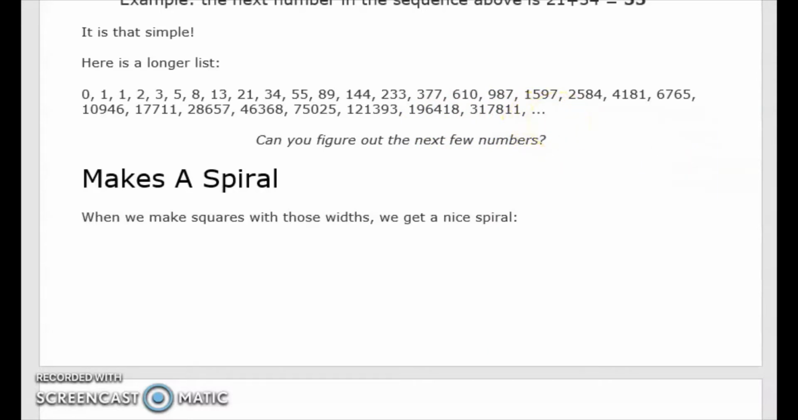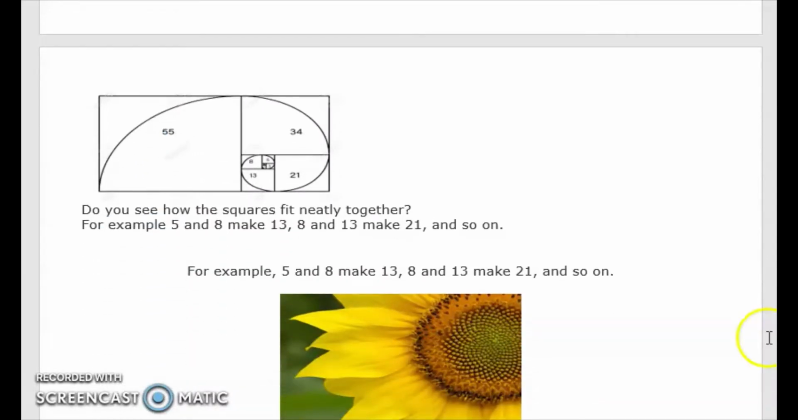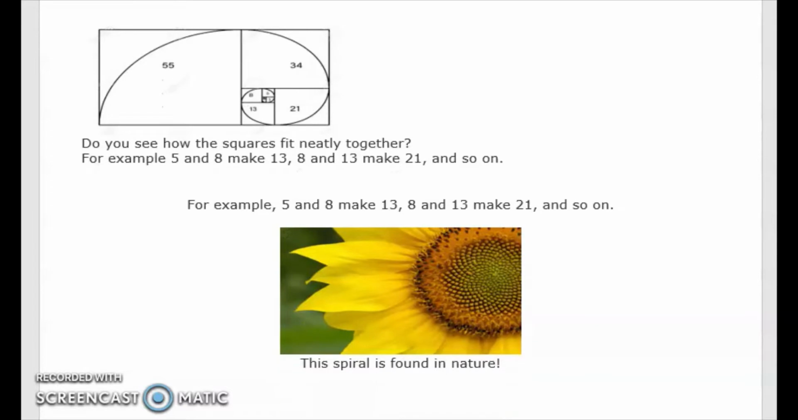Okay? So make a spiral. When we continue the sequence of numbers, this will form a spiral. Okay, so for example, this is the one that I was talking about a while ago. So we will find the spiral in nature. As you have noticed, the middle of the sunflower is an example of the spiral.